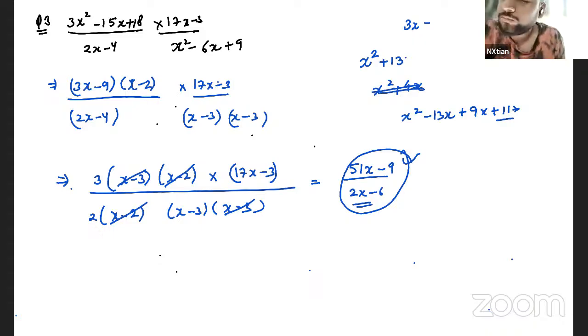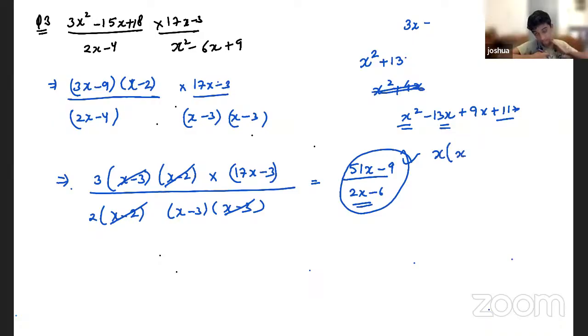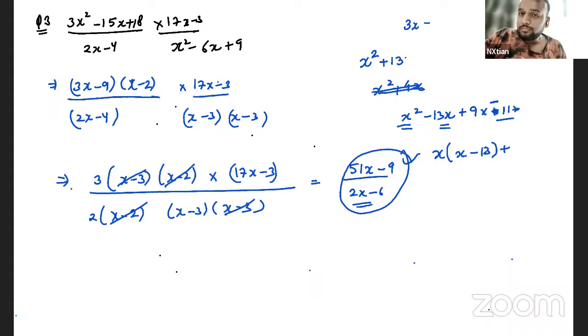Now, how to do? I did the first middle term splitting. Yeah, now you have to find the common between these two terms. What is the common? x. Then again x you have to write, then minus 13, then you have to write plus 9x. No, we have to find the common.